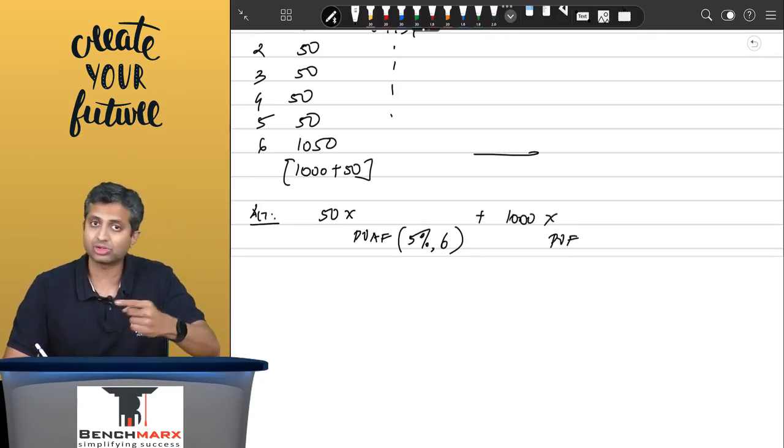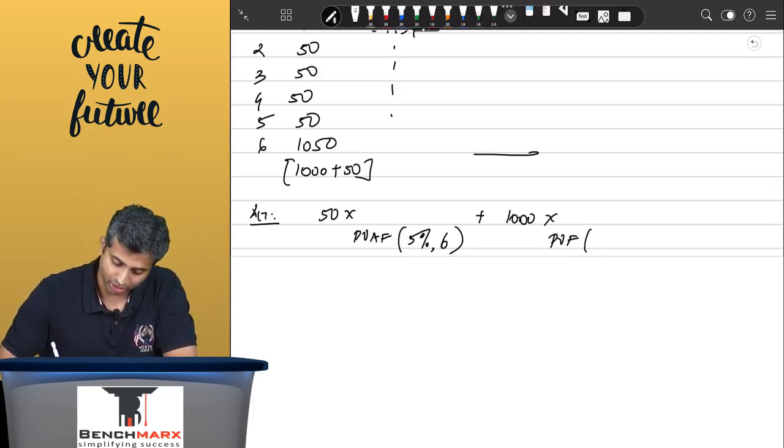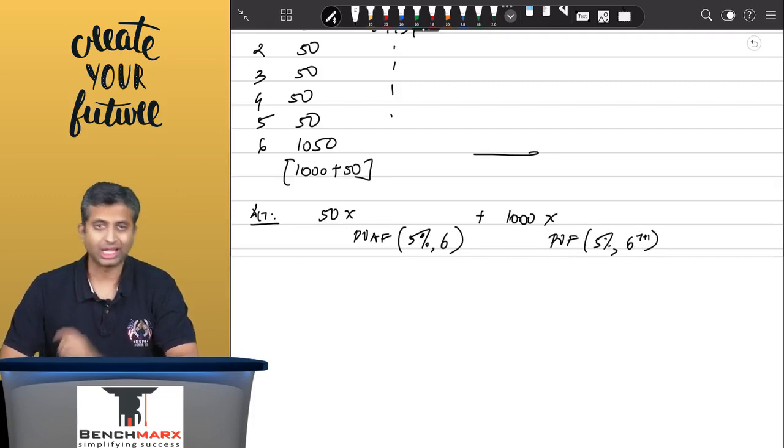1000 is not coming in each of the years, it is coming directly in the 6th period only, at the rate of 5% for the 6th time period.